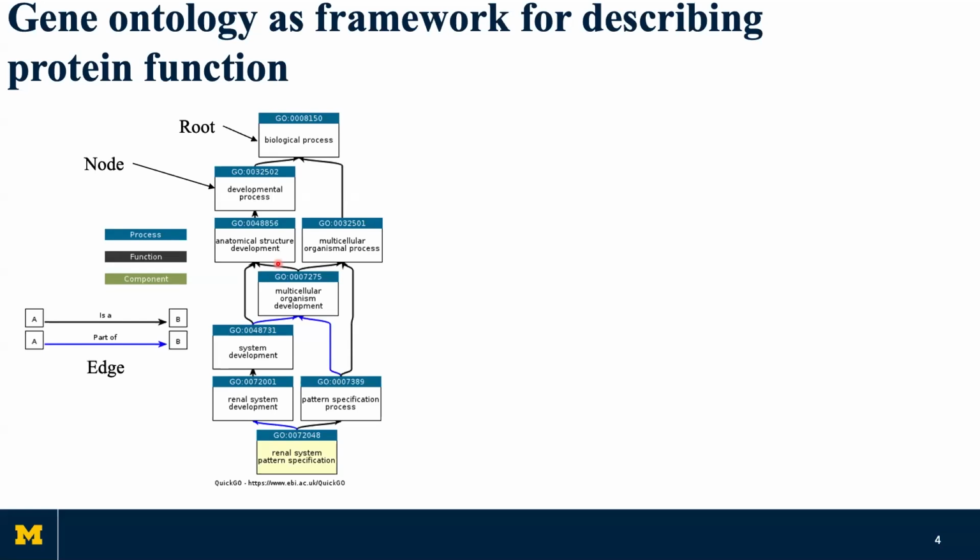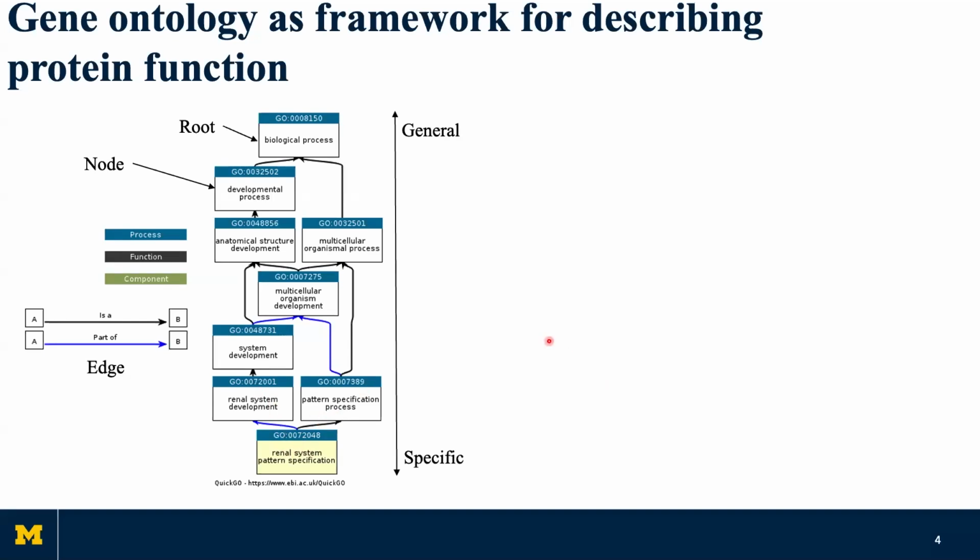And the GO is structured as a graph in which each GO term is a node, and the relationships between these GO terms are edges. And also GO is hierarchical, with child terms being more specific, specialized than their parent term. But unlike a strict hierarchy, a term may have more than one parent. So an example would be right here, this term has two parents.